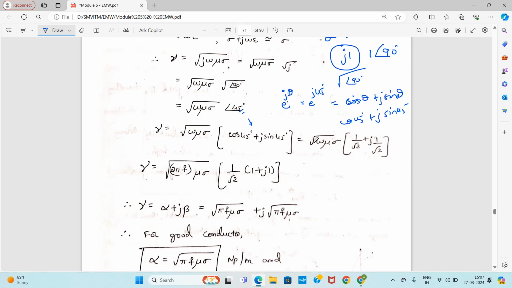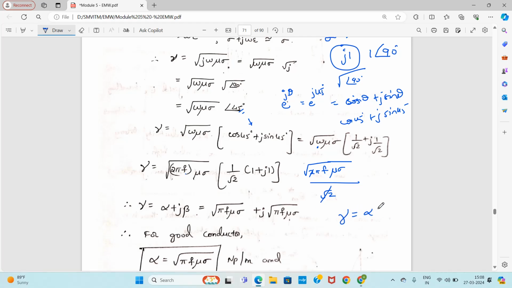And next what they have done is omega is replaced by 2 pi f. And if I open bracket and multiply, this becomes square root of 2 pi f mu sigma divided by root 2. So root 2 gets cancelled. What is left is root of pi f mu sigma. Similarly, if I multiply this term with the second one, I'll still get the same thing but with j. So this is root of pi f mu sigma plus j into root of pi f mu sigma. Both the terms are same.